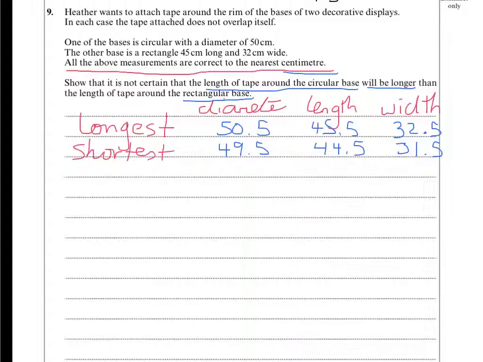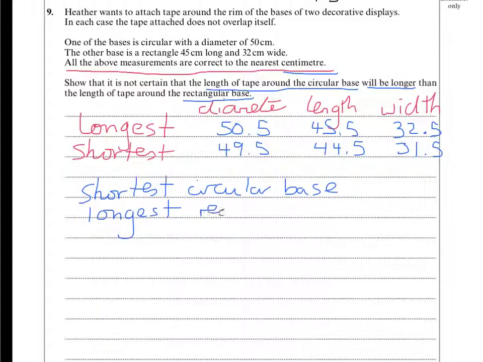So if we did that, we would take the shortest of the circular base and the longest of our rectangular base, and hopefully the longest part of that rectangular base will be longer than the shortest the circular base could be.